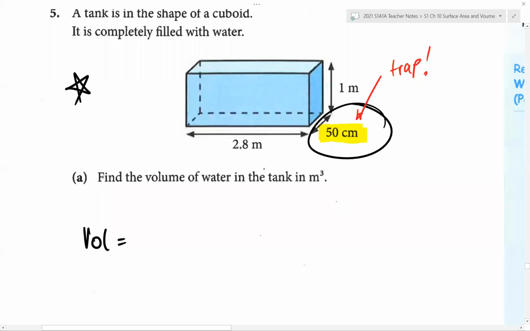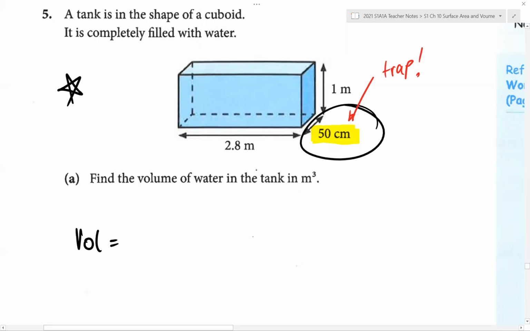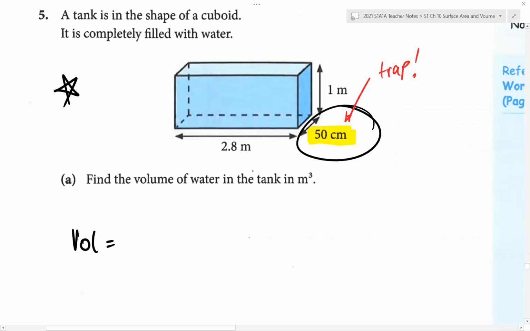we need to do something to it. So Nora, since you came in after me, what should we do with the 50 cm? Yesterday, we established that we cannot just take 2.8 meters times 50 cm times 1 meter to get the answer in cubic meter. So what do we have to do for the 50 cm? Nora, what do you have to do for the 50 cm?